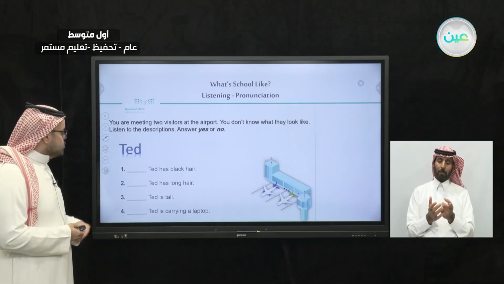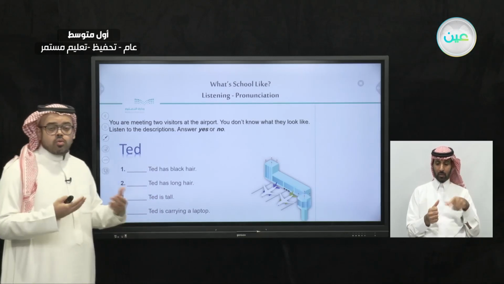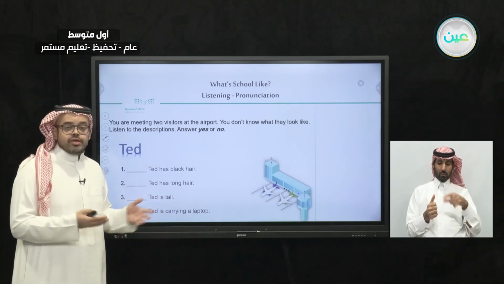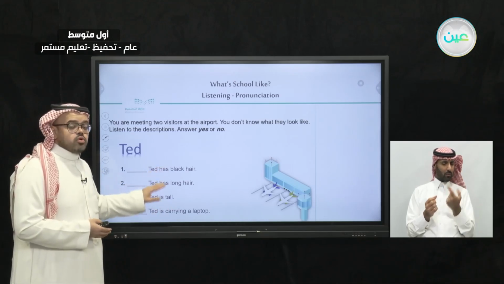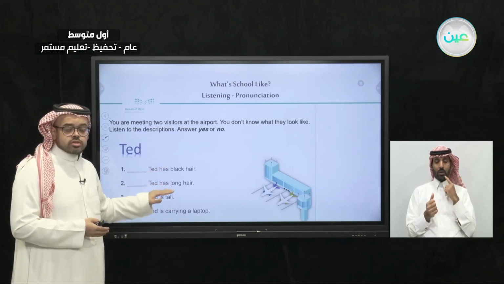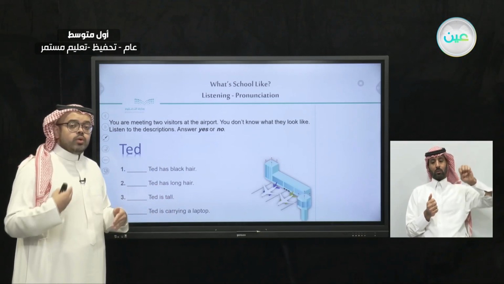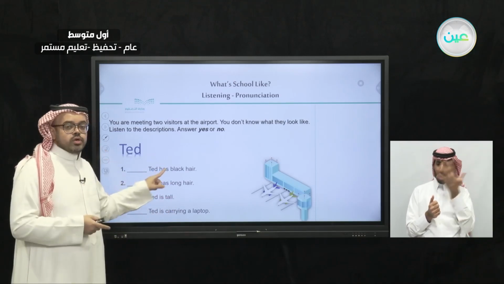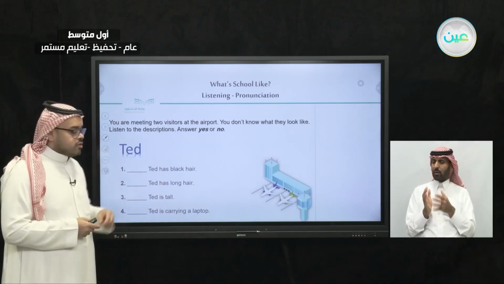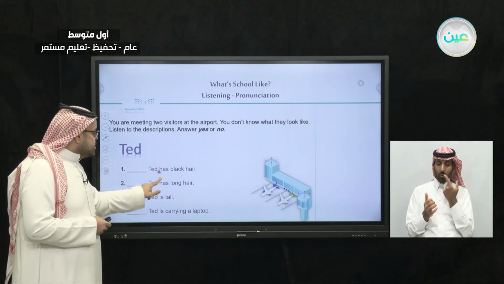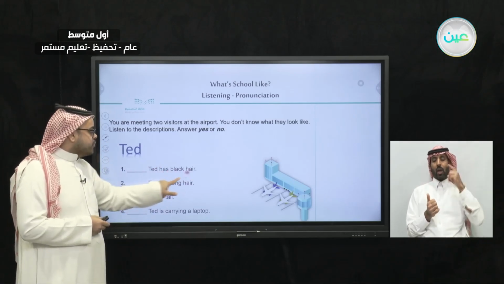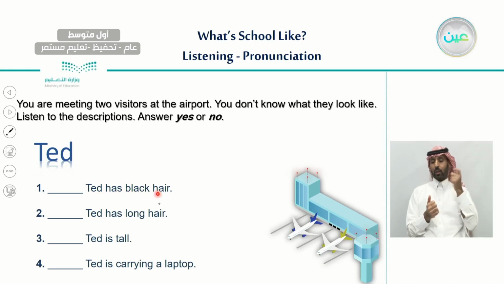So the first person, or the first visitor we are about to listen to, is Ted. Now let's read those statements that Ted talked about himself. So when we listen, we know what we are looking for. The first one, Ted has black hair. When we listen to Ted, we're going to decide. If it's true, we're going to write yes. If it's not, we're going to write no.